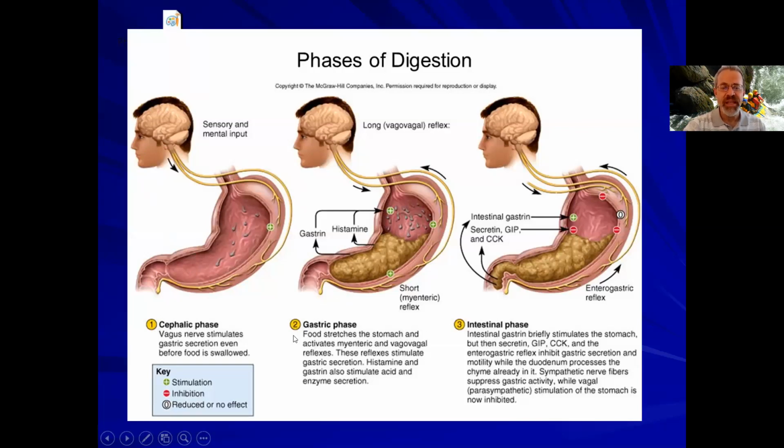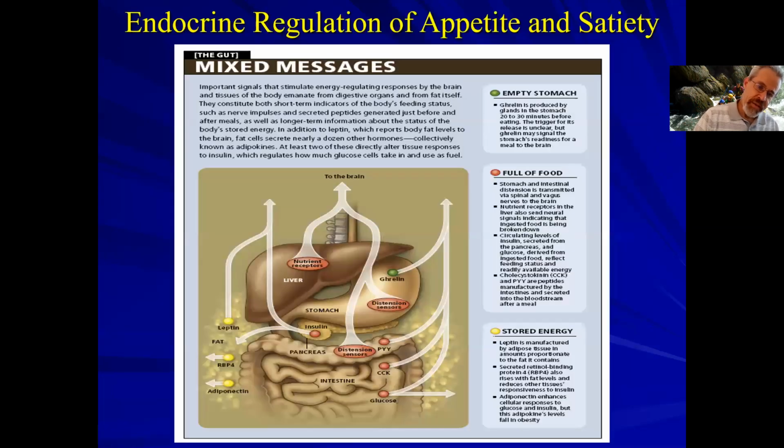Here we're looking at the gastric phase, which involves the food in the stomach that's stimulating more vagus nerve, more production. And here we're looking at the intestinal phase, where we're starting to see a little bit of continuation of what's going on in the stomach, but then these three hormones begin to sort of inhibit the stomach. So it's pretty cool how that works, I think.